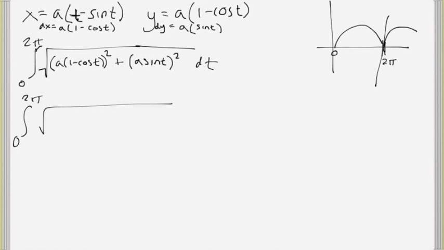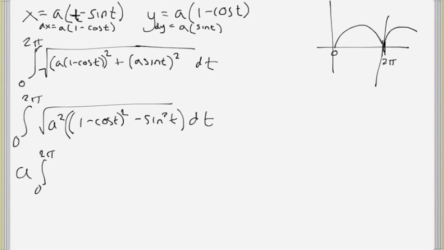Okay, since there's an a squared in both of them, we could pull an a squared out, which would leave us with 1 minus the cosine squared and a sine squared. Right, now I can pull out that a squared, take the square root of it, and I've got an a out front of this whole thing. Why did you take the square root of it? Oh, got it. Because there's a square root.